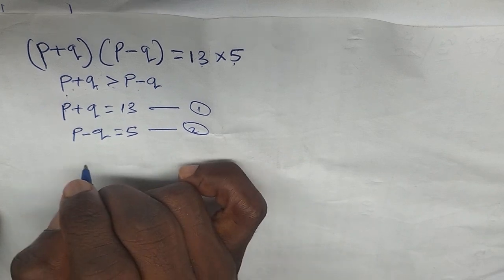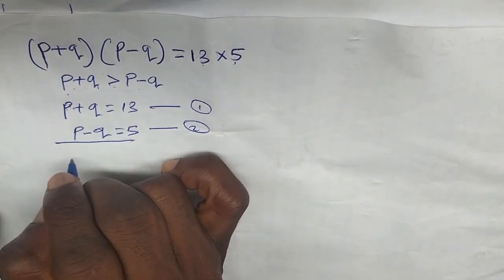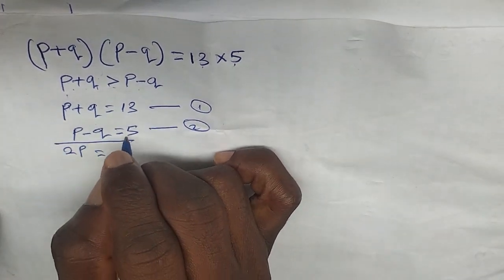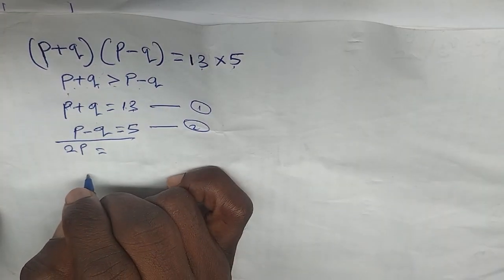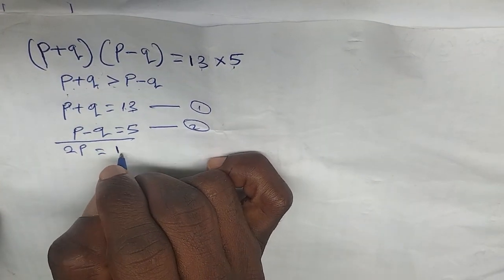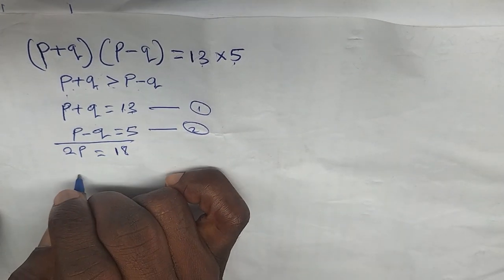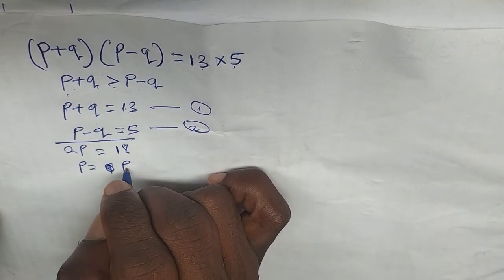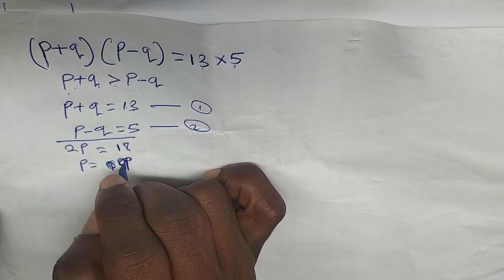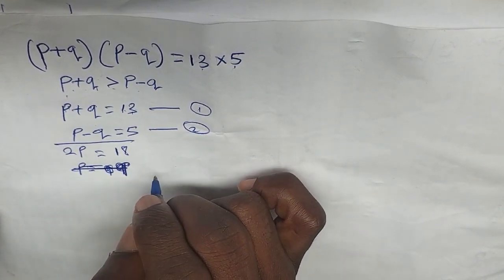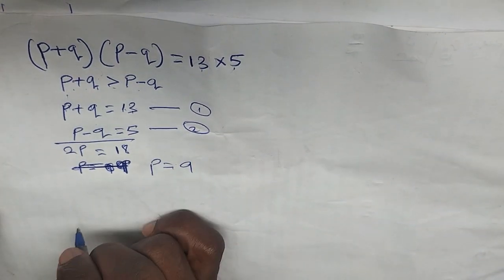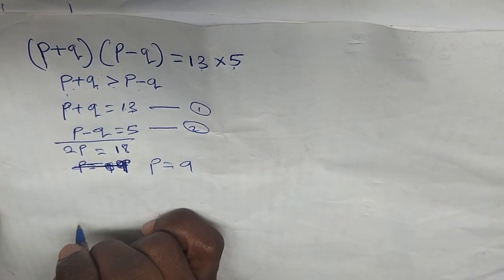So if I'm solving simultaneously, I'm going to have this plus this is going to give me 2p is equal to, so this and this will cancel off, 13 plus 5 is going to give me 18. So therefore my p is equal to 9. We can write this: my p is equal to 9. So I've gotten the value of p.